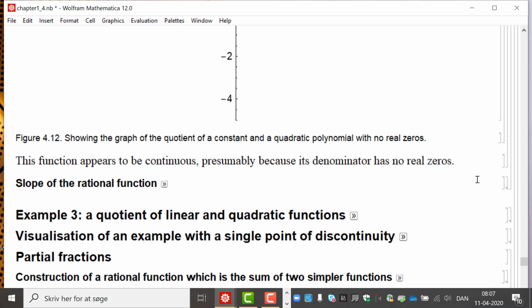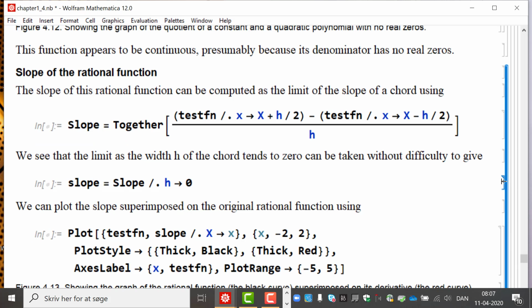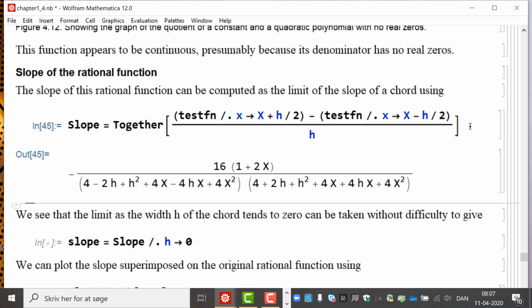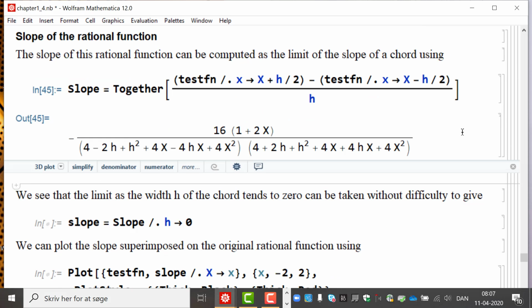So let's work out its slope. So we do that by putting together the test function evaluated just to the right of the test point, capital X, and we subtract off the test function for x slightly less than the point capital X, and divide that by h, and put it all together, and we get this thing here. So if we look at this, we can see that we can take the limit as h tends to 0 of all this without any difficulty to give this.